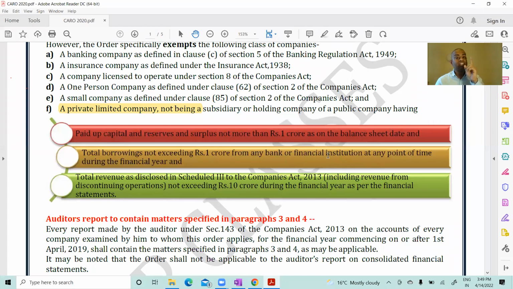That means for the first condition, paid up capital and reserves, you will verify the paid up capital and reserves on 31st March 2022, evening 5 o'clock, when the shutter of the business is closed. 31st March 2022, when the shutter is closed.